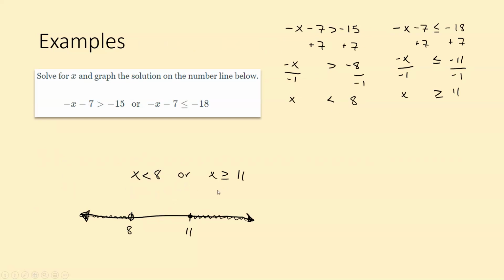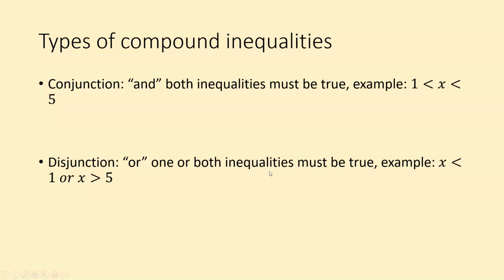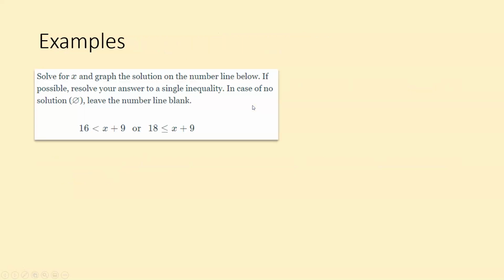If I said 5, for example, 5 meets the requirement of this part. 5 is less than 8. That's part of our solution. 5 is not greater than or equal to 11, but that's okay because this is an "or" type. So we don't need to satisfy both inequalities in order for this to be a solution. So that's an "or" type, and this is an "and" type where the numbers have to satisfy both inequalities to be true. So those are the two types. Make sure you have this down in your notes. And we're going to look at some more examples with these two types.